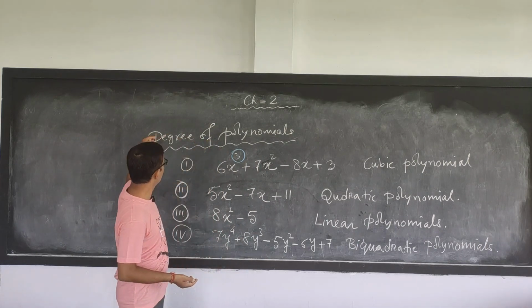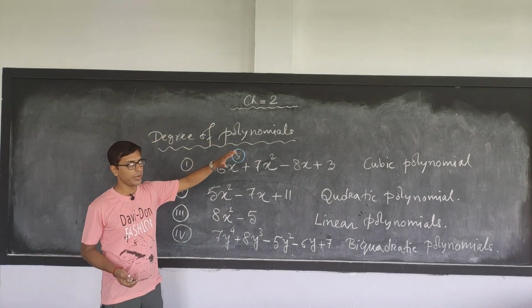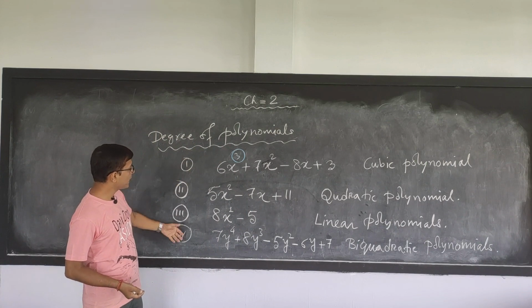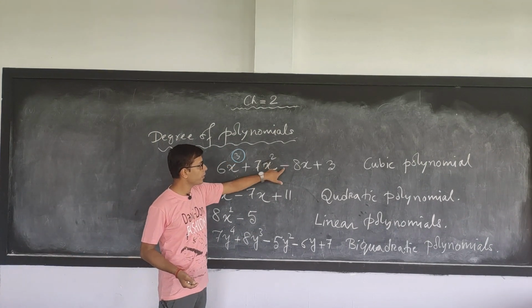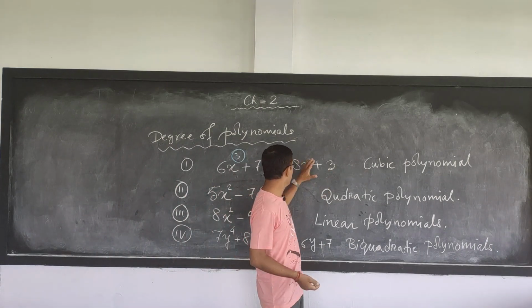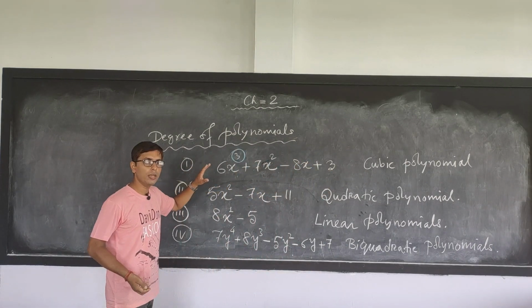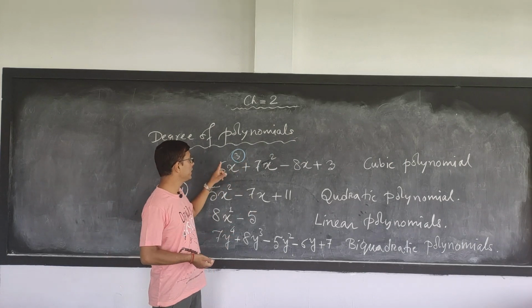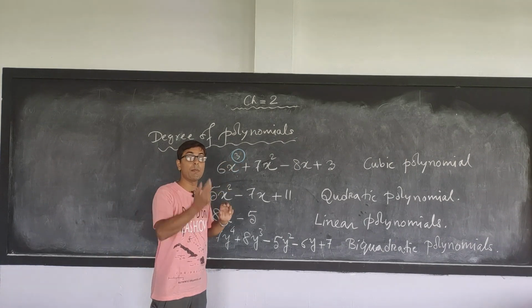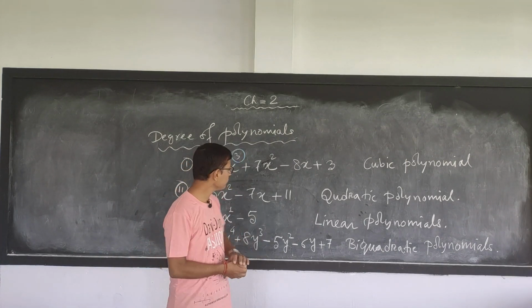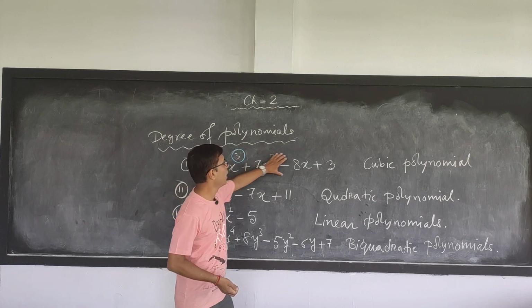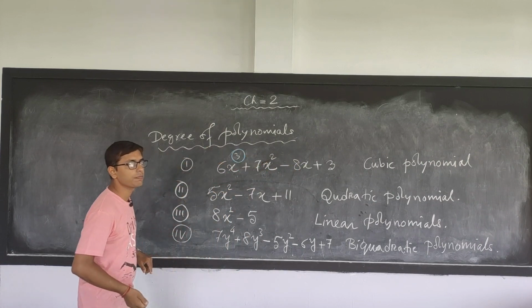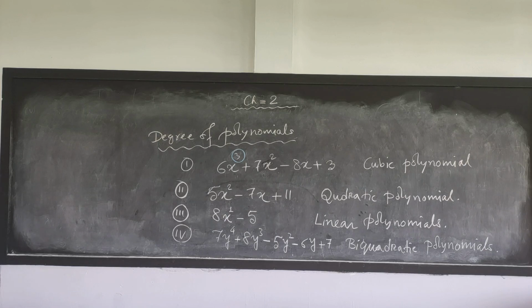In our previous video, we discussed up to the degree of polynomials, right? We took some examples. Look at 6x cubed plus 7x squared minus 8x plus 3. What is the degree of this polynomial? In the case of a polynomial in one variable, the degree is the maximum power, or the highest power, on the variable, right? In this polynomial, the highest power on the variable is 3. Therefore, the degree of this polynomial is 3. And when the degree of a polynomial is 3, such polynomials are known as cubic polynomials.